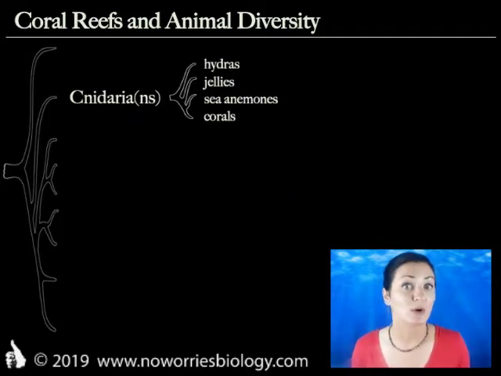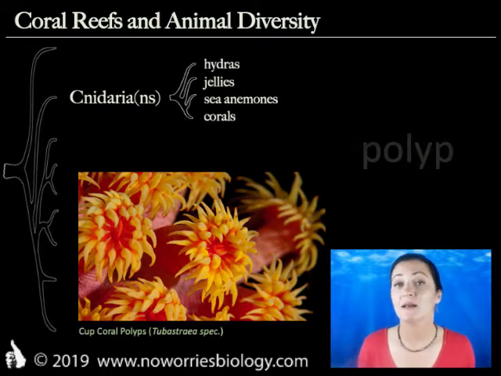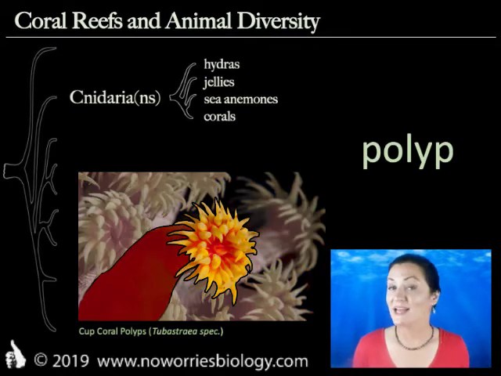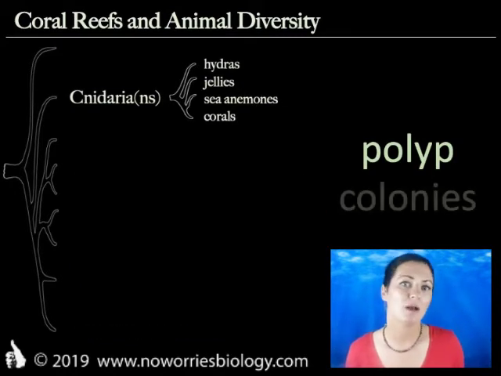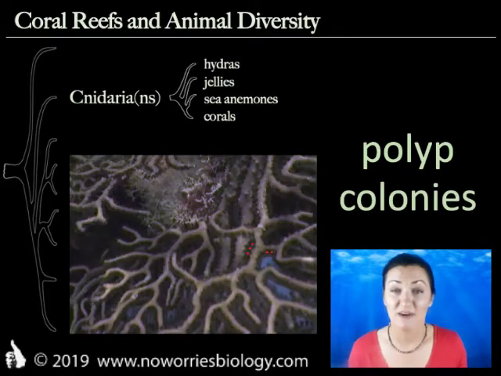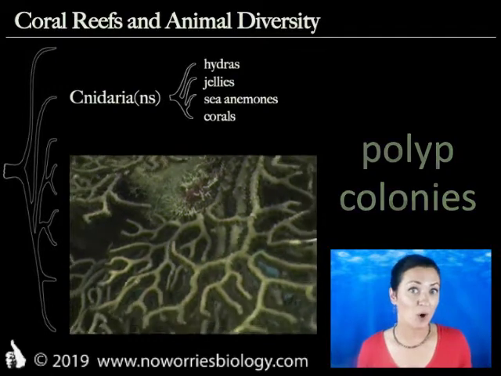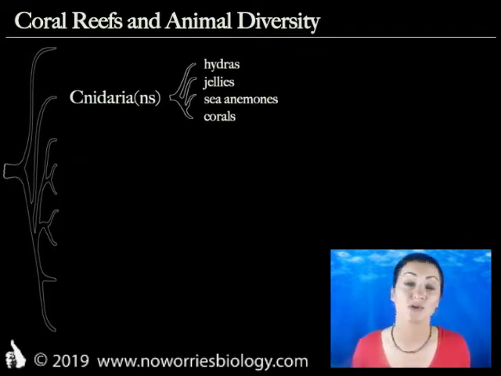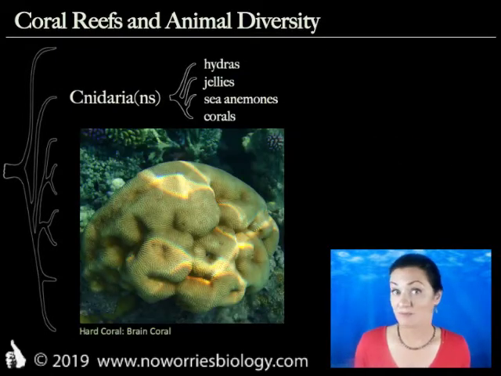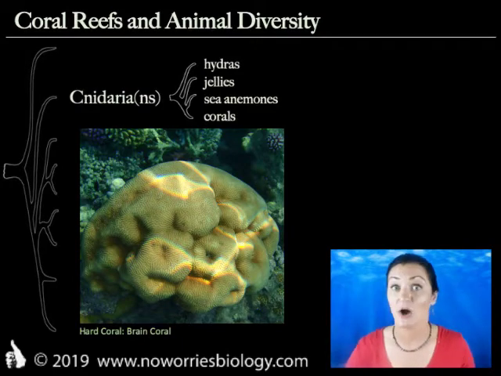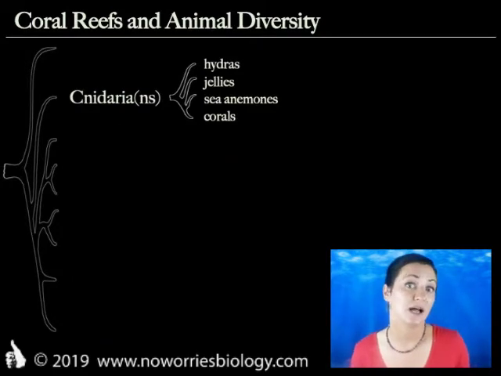An individual coral organism is a tiny little polyp, but usually they don't live alone, but in colonies of thousands, even millions of such polyps. Some corals, known as hard corals or stony corals, protect themselves by surrounding themselves with a hard substance called calcium carbonate.